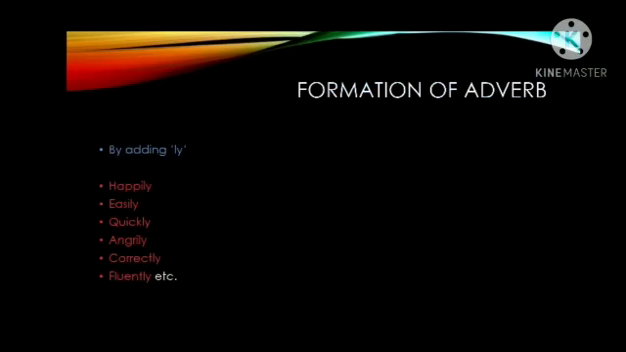Now let's discuss formation of adverbs. How can we form an adverb? We have some rules for forming an adverb. First of all, most adverbs are formed by adding ly to the adjectives. For example, happily, easily, quickly, angrily, and so on. Now, few adverbs exist without ly. For example, fast, slow, deep, far, and so on.